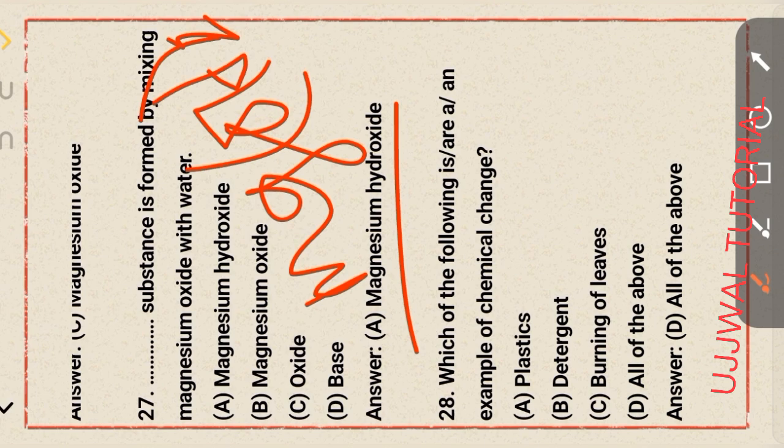Next question, which of the following is an example of chemical change? Plastics, detergent, burning of leaves, all of these. That is all of above. Option D is the right answer. All is chemical change. Okay.